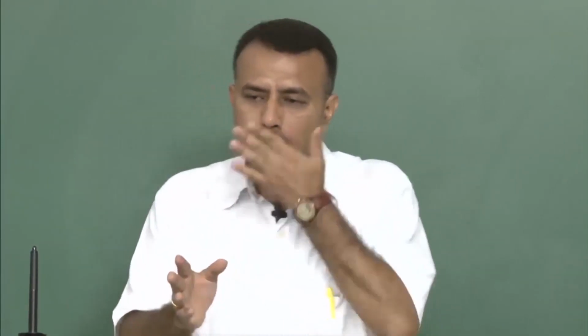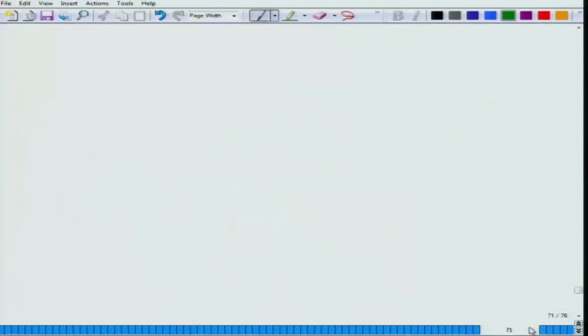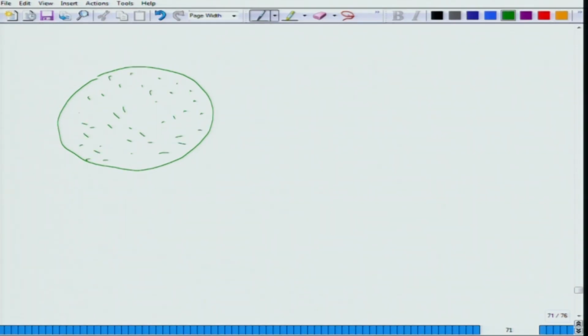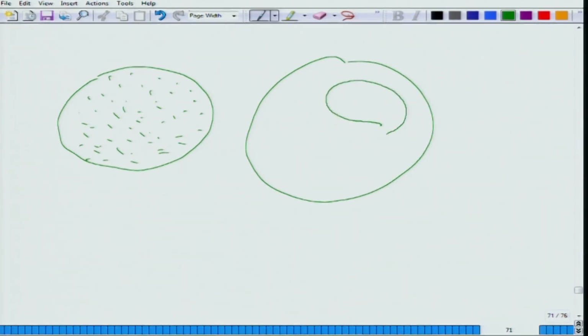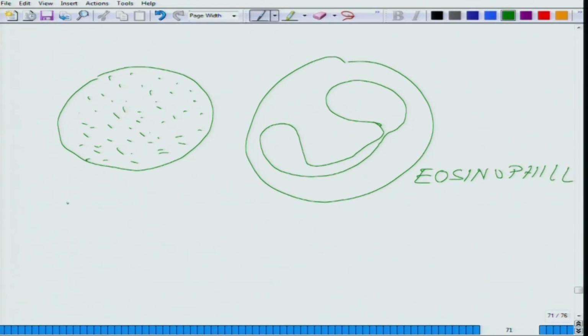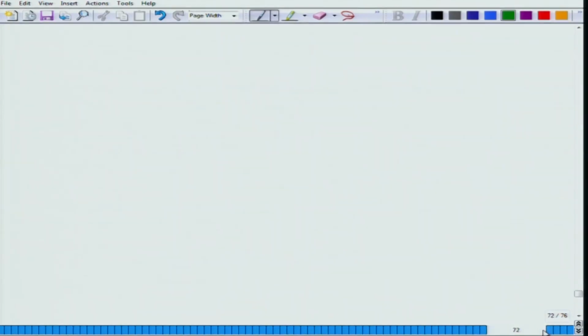If you look under the microscope, how they look, they look something like this. Basophil looks like this. There are a lot of pigments all over the place. And eosinophil cells will look like this, something like this. This is eosinophil. Of course, different kinds of dyes have to be used in order to color them.